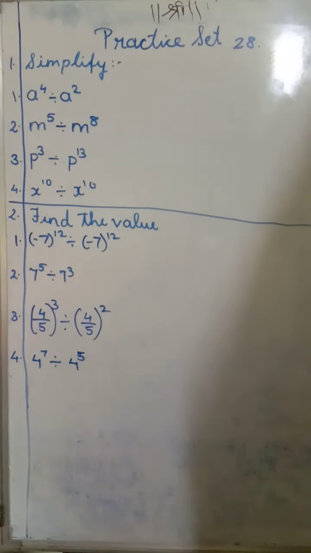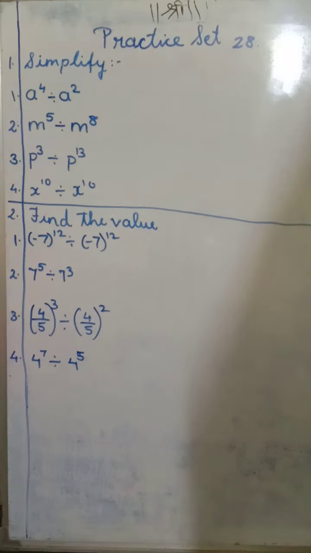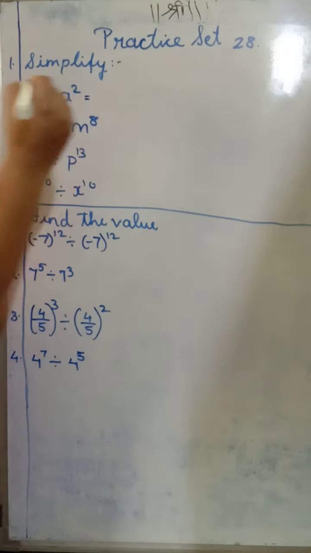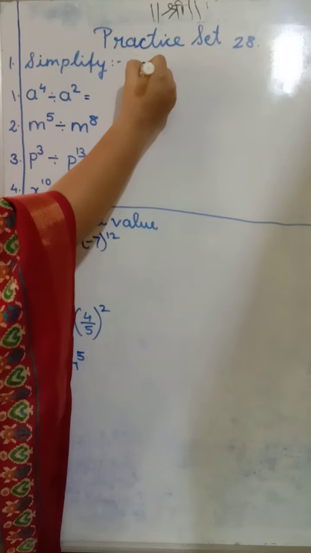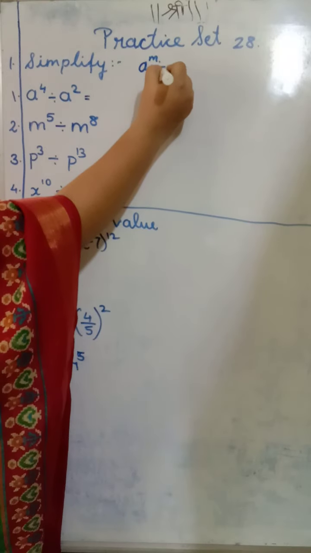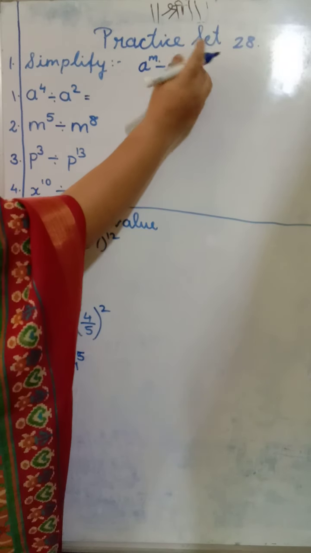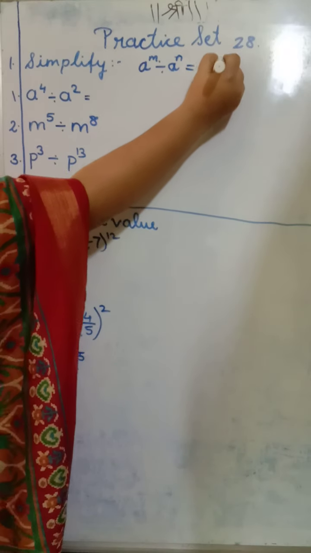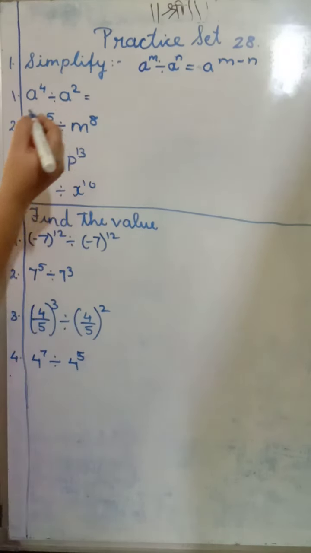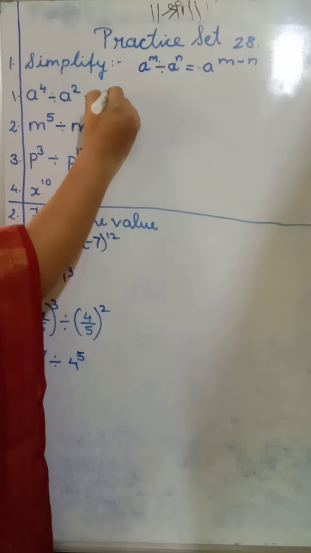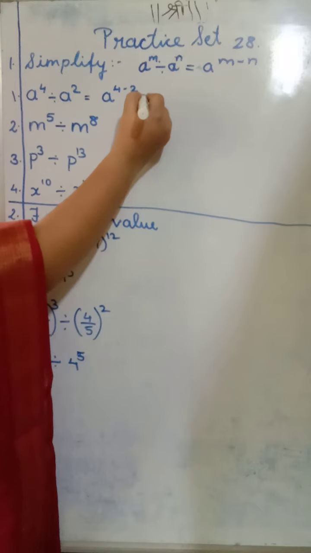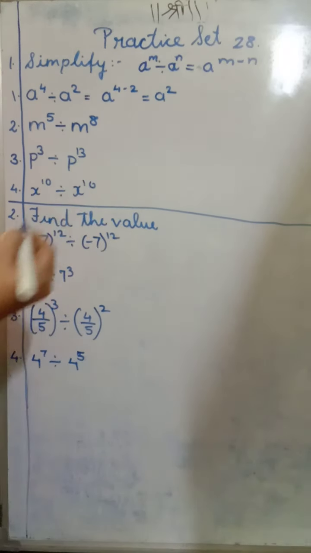Begin with the practice set 28. Question 1, simplify. a raised to 4 divided by a raised to 2. We all know the formula of division, that is, a raised to m divided by a raised to n is equal to a raised to m minus n. Very simple formula. So now see, a raised to 4 minus 2, that is a raised to 2.